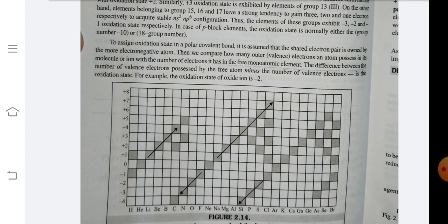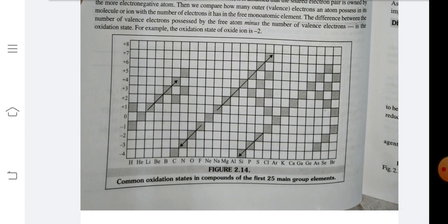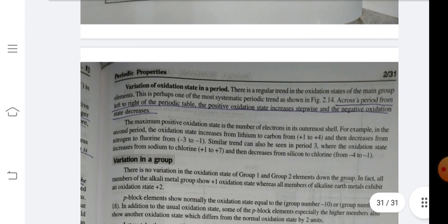In case of p block elements, the oxidation state is normally either the group number minus 10 or 18 minus the group number. To assign oxidation state in a polar covalent bond, it is assumed that the shared pair of electrons is owned by the more electronegative atom. Then we compare how many outer electrons an atom possesses in its molecular ion with the number of electrons it has in the free monatomic element. The difference between the number of valence electrons possessed by the free atom and the number of valence electrons in the ion is the oxidation state. For example, the oxidation state of oxide ion is -2.